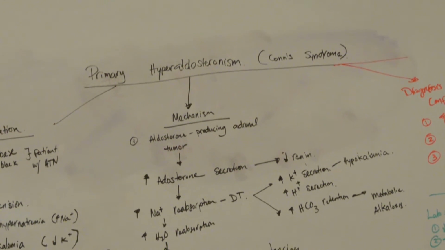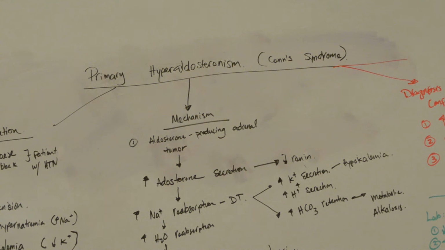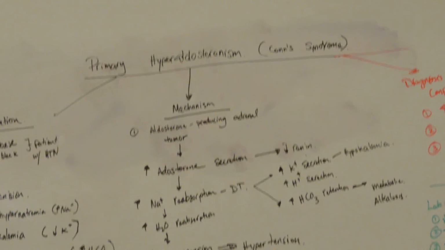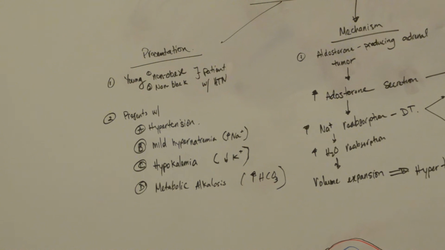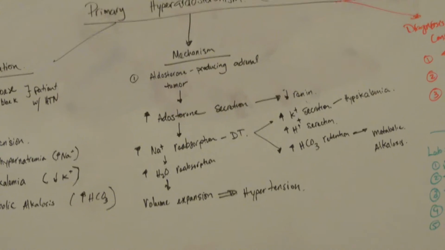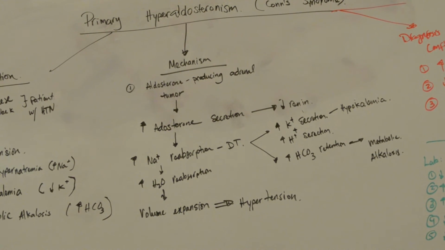Okay, so today we're going to talk about primary hyperaldosteronism, also known as Conn's syndrome. Presentations usually in young, non-obese, and non-black patients with hypertension should raise suspicion for secondary hypertension. Patients usually present with hypertension, mild hypernatremia, hypokalemia, and metabolic alkalosis. So now we're going to go to the mechanisms.